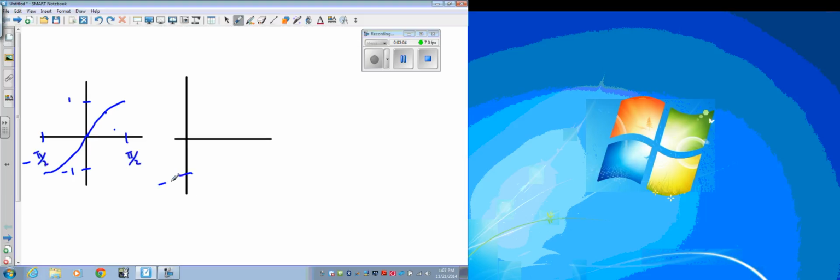So -1, +1. This is y equals sine x. And this one I'm going to go y equals cosine x. And what we're going to do is pi over 2. And this one goes this way.